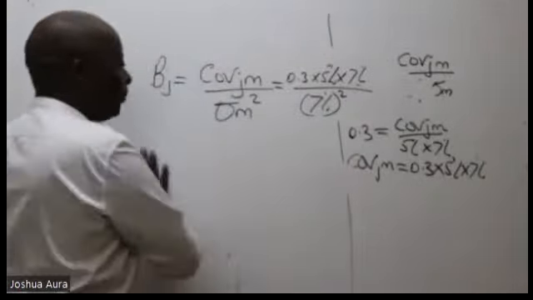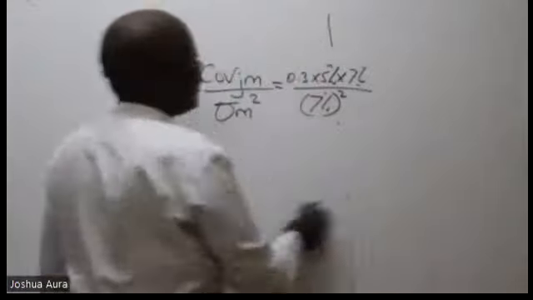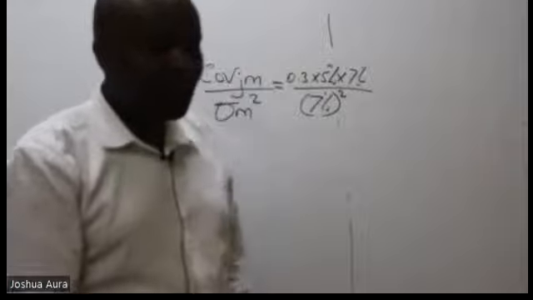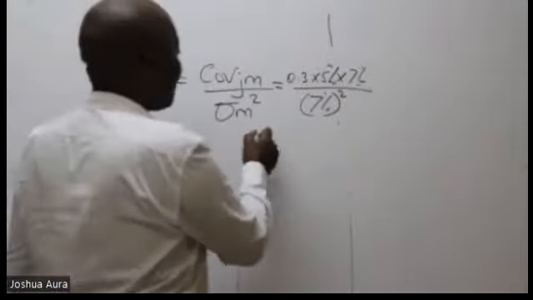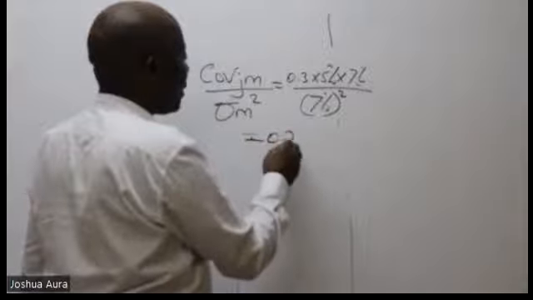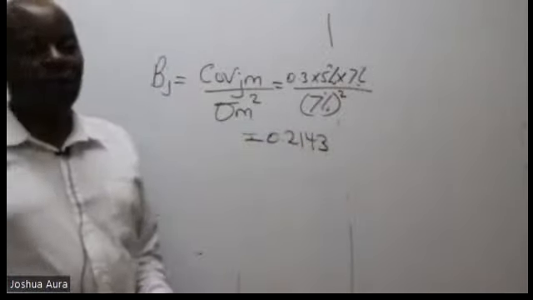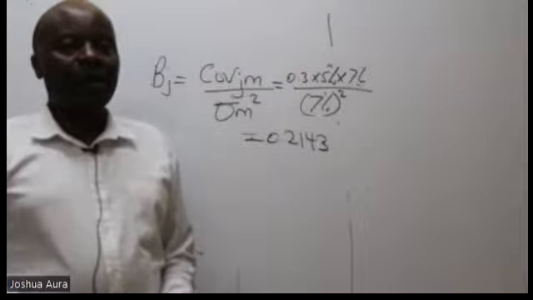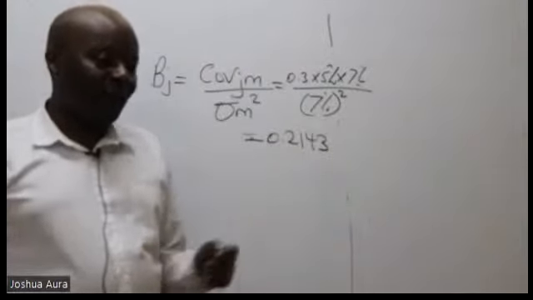What do we have here? So most of them are giving me 0.2143. Now, ladies and gentlemen, this is method number one, and it's a bad method indeed.